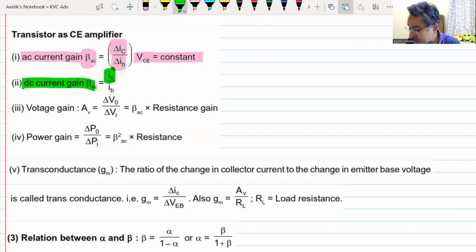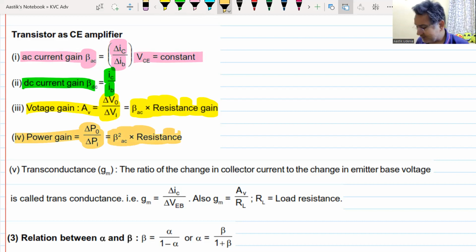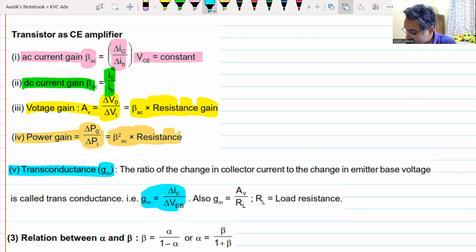DC current gain is output current divided by input current. AC voltage gain is output voltage divided by input voltage. So you can write it as beta multiplied by resistance gain. Similarly, you can write the formula for power gain. It is exactly the same as what we had seen. There is a small term that is introduced here, which is known as transconductance, which is the inverse of resistance. It is change in output current divided by change in input voltage, that is emitter base input voltage. So you can write it as AV by RL, where RL is the load resistance.